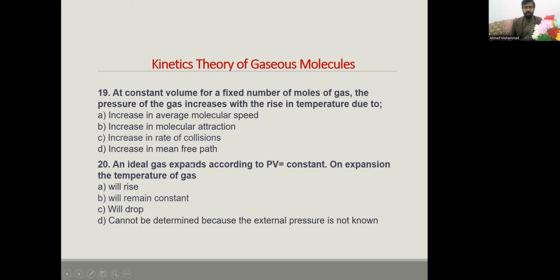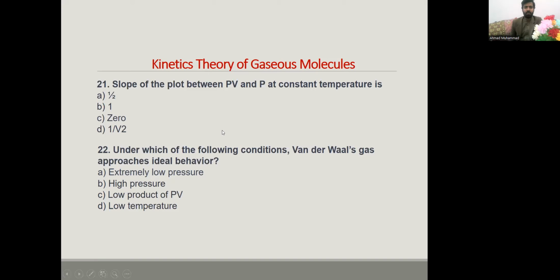An ideal gas expands according to PV equal to constant. On expansion, the temperature of the gas will rise, will remain constant, will drop, or cannot be determined because the external pressure is not known. So the right option is B, will remain constant. Slope of the graph between PV and P at constant temperature is 1 by 2, 1, 0, 1 over V square. So the right option from these four options is C, 0.